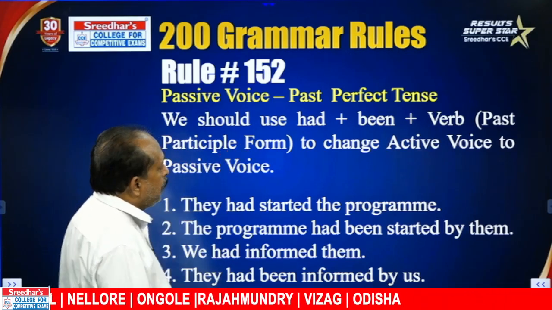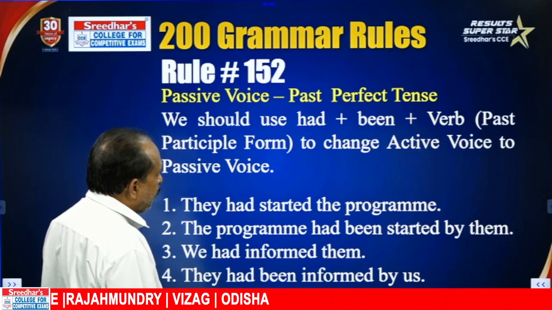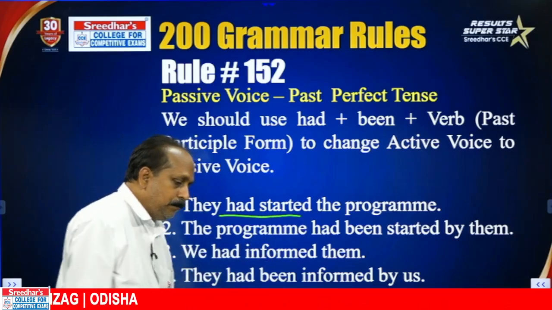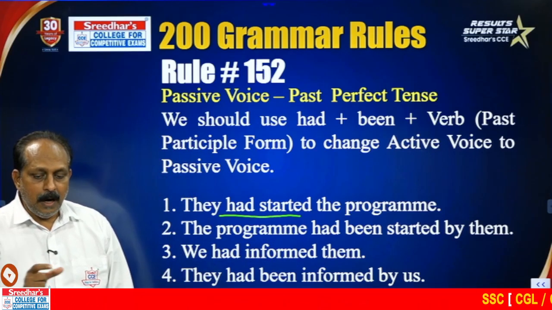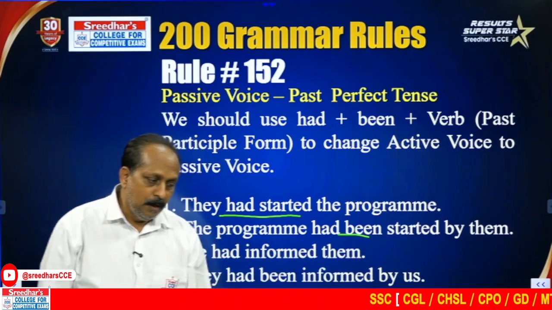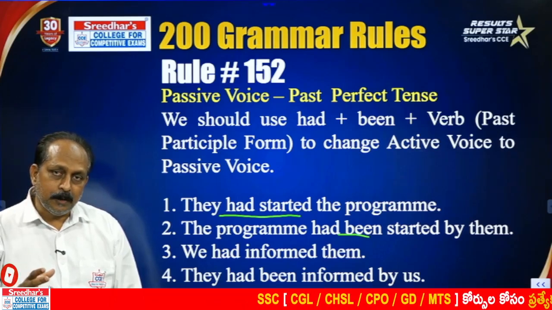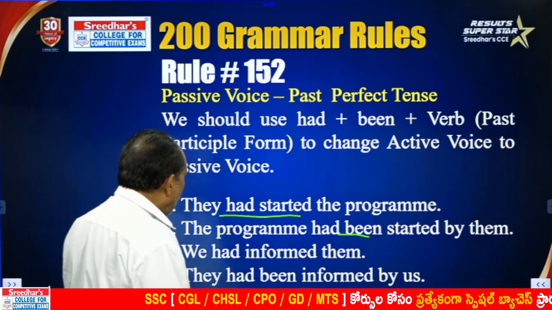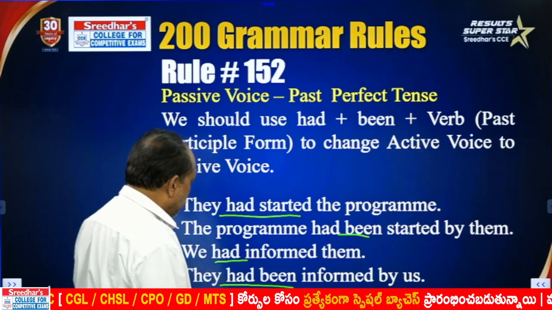We should use subject plus had plus been plus verb past participle form to change active voice to passive voice. They had started the program. The program had been started by them. Had been started. I told you, any perfect tense in passive voice, we need the word been. What is this been? Past participle form of the primary auxiliary be. We had informed them. They had been informed by us.